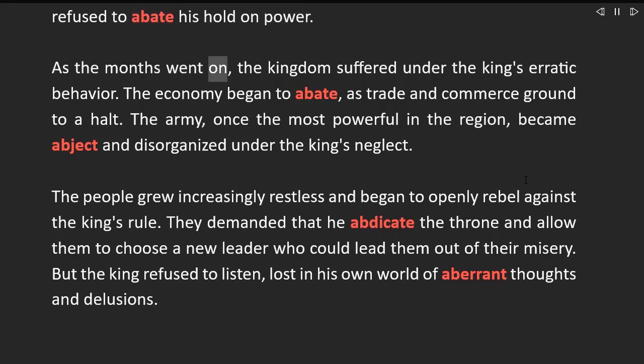As the months went on, the kingdom suffered under the king's erratic behavior. The economy began to abate, as trade and commerce ground to a halt. The army, once the most powerful in the region, became abject and disorganized under the king's neglect. The people grew increasingly restless and began to openly rebel against the king's rule. They demanded that he abdicate the throne and allow them to choose a new leader who could lead them out of their misery. But the king refused to listen, lost in his own world of aberrant thoughts and delusions.